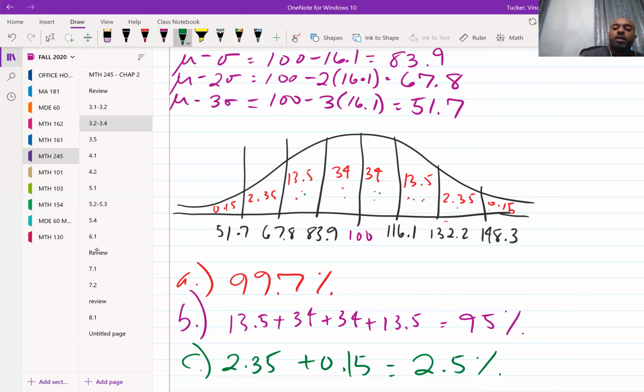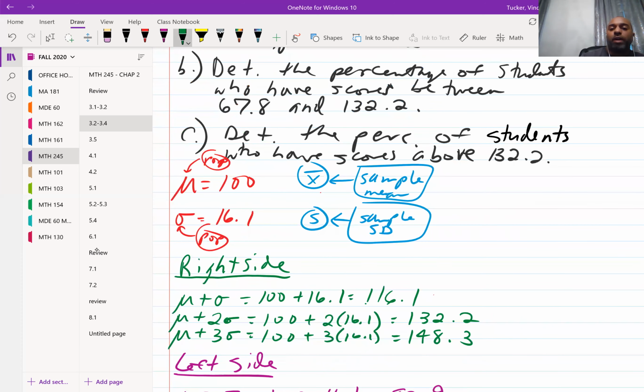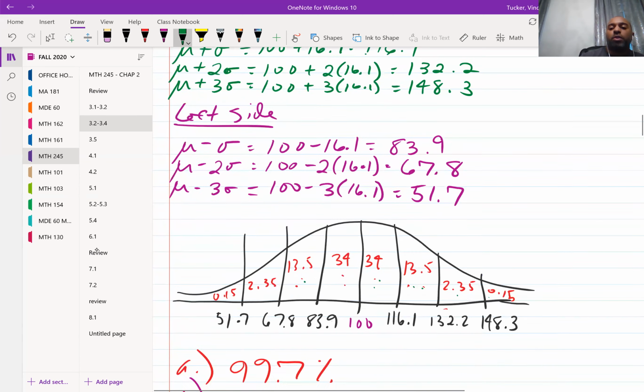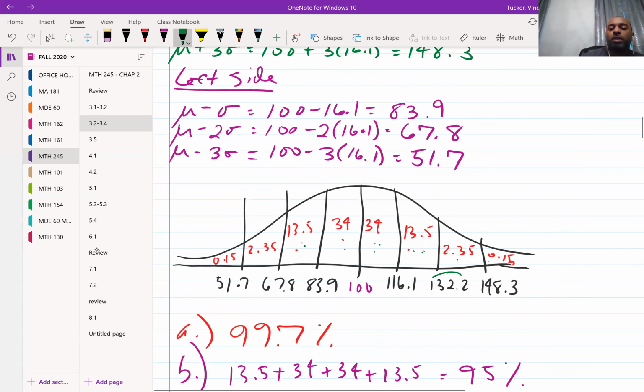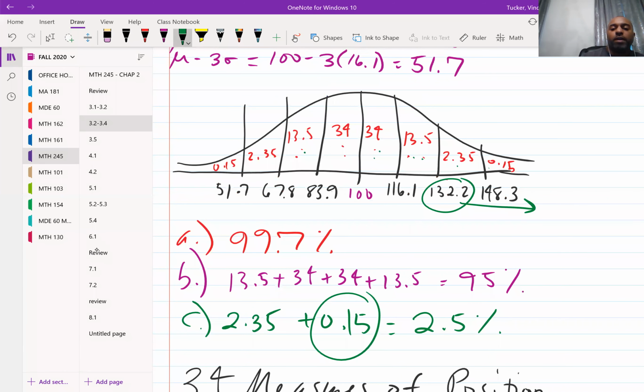All right. Then C, determine percentage of students who have scores above 132.2. So you go to your 132.2 and you look at above, you're talking about these two values. So you add the 2.35 and the 0.15, that's 2.5.